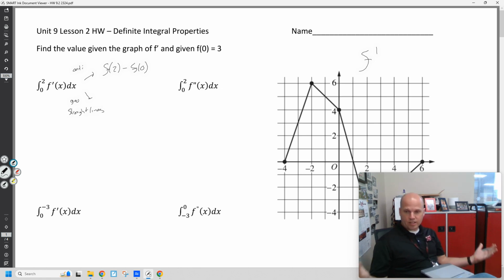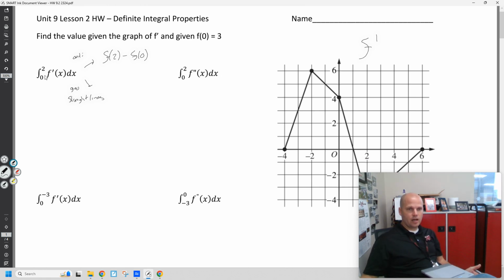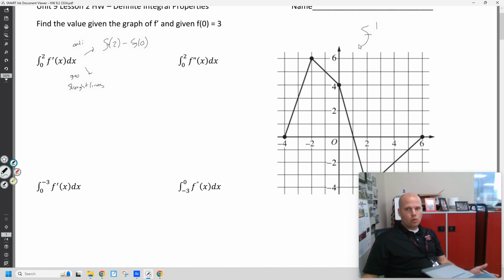The key is what is given to you. Okay, well, I want to evaluate the integral of f prime. This is the graph of f prime, which means if I want to do f of 2 minus f of 0, I don't have f of 2 minus f of 0. I could actually find them by using a sign analysis and by understanding the signs of f prime, by understanding how f is going to increase and decrease. I gave you that f of 0 is 3.